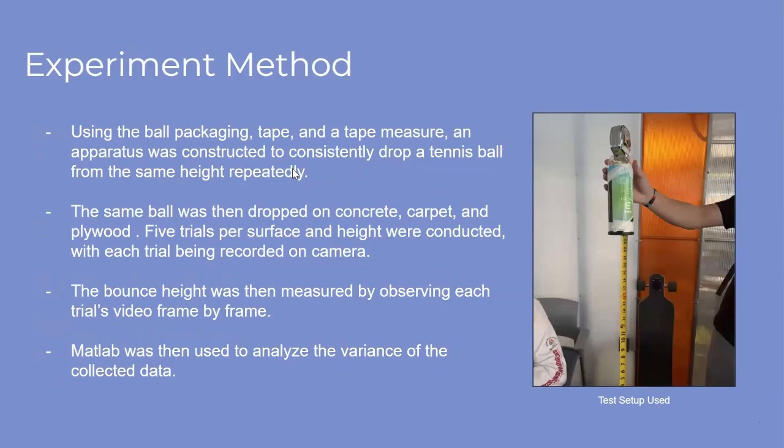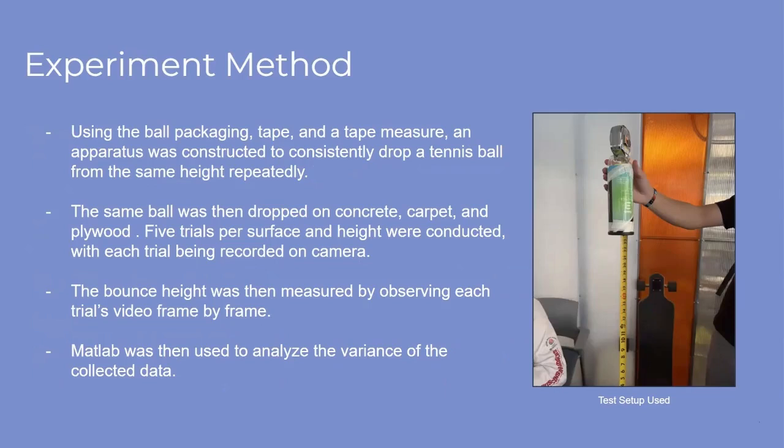For our experiment method, we used the ball packaging that it came in when I bought it, tape, and a tape measure. With this, we constructed an apparatus to consistently drop tennis balls from the required same height repeatedly. The ball was dropped onto concrete, carpet, and plywood with 5 trials per surface and per height.